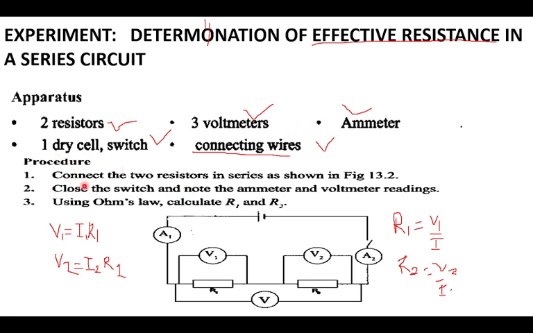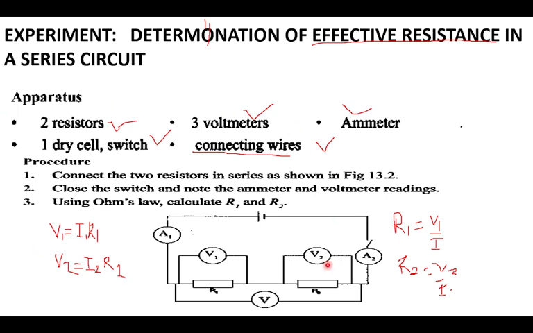So you connect the 2 resistors in series. Here we have R1 and R2. These 2 resistors are in series. So connect them in series as shown here. Then you close a switch. Close the switch there, and note the ammeter and voltmeter readings.